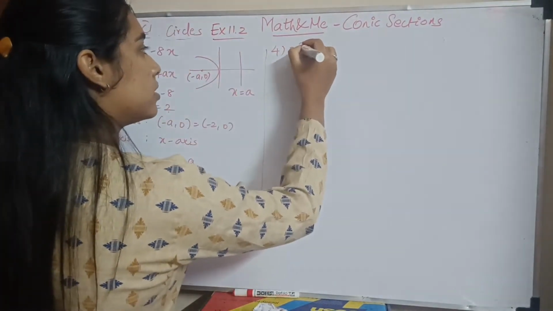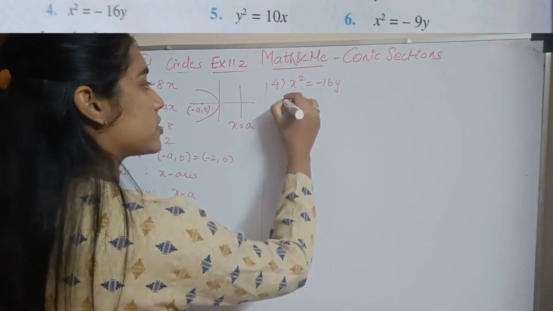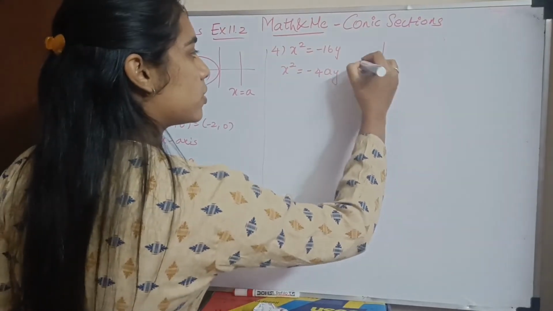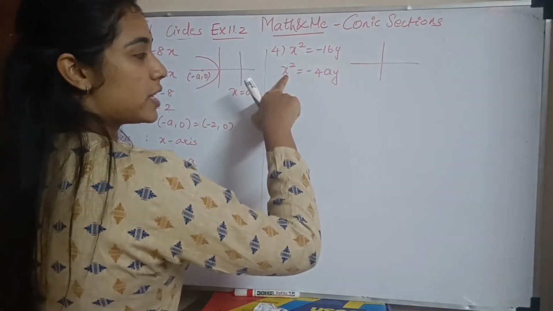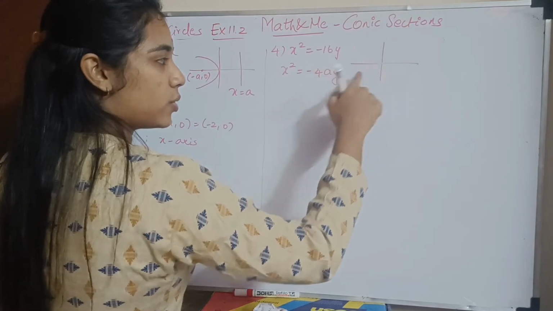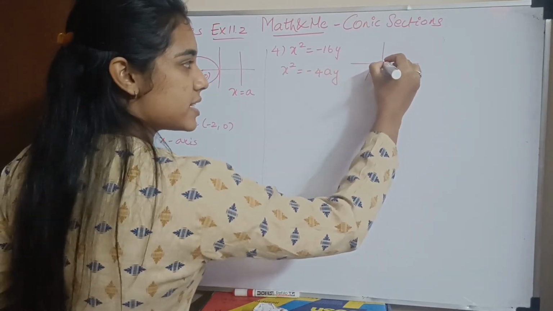X square equals minus 16y. So this is of the form x square equals minus 4ay. How does your parabola look like? X square. So it is symmetric about the y-axis. Now the question is upwards or downwards. You have a negative sign. So it is facing downwards.